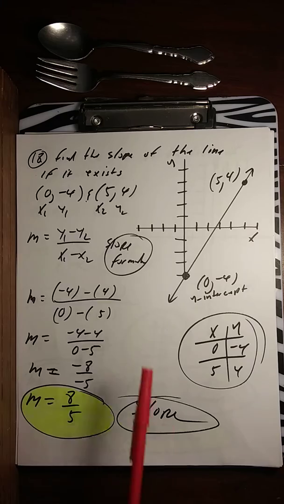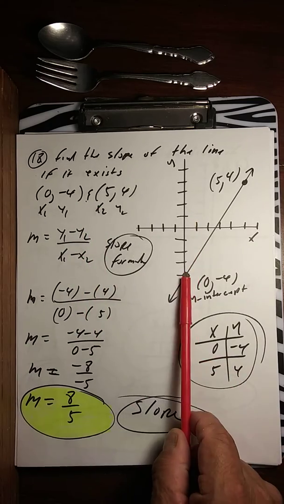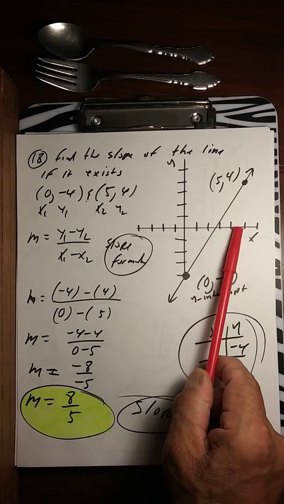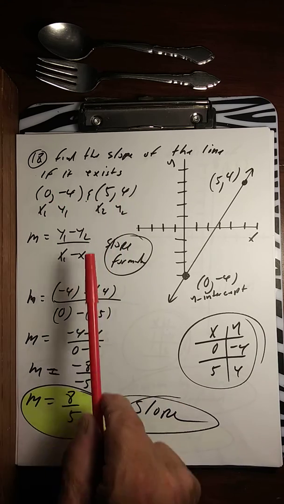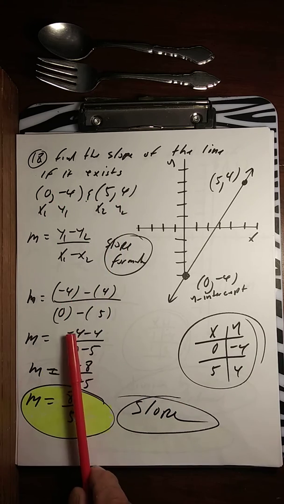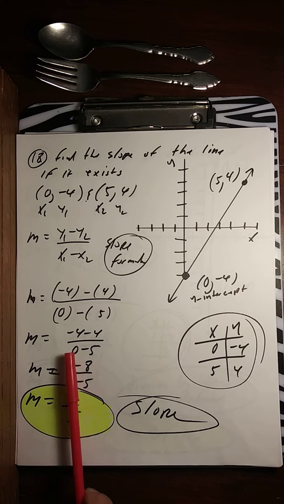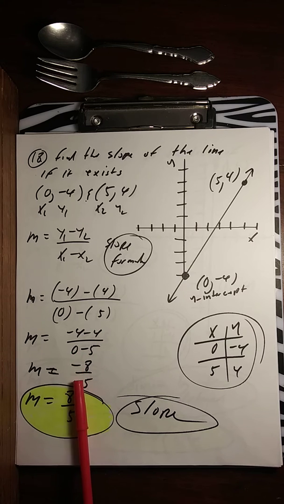Find the slope of the line if it exists between 0 and -4 and 5 and up 4. So here's the numbers. y1, y2, x1, x2. Put the numbers in there. -4, -4 is going to be -8. 0 minus 5 is -5. A negative by negative is going to be a positive 8 over 5.